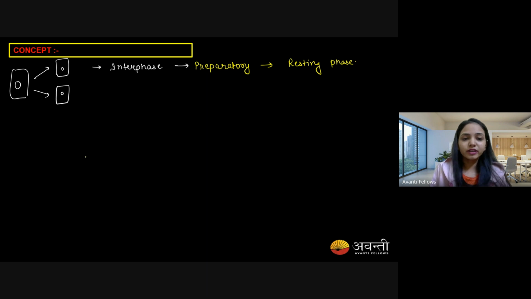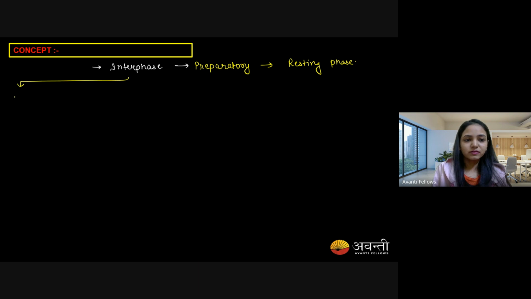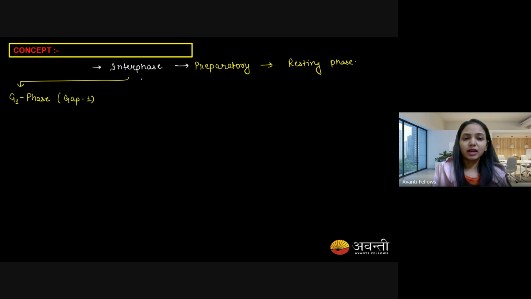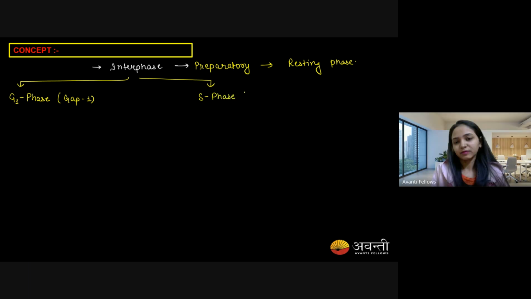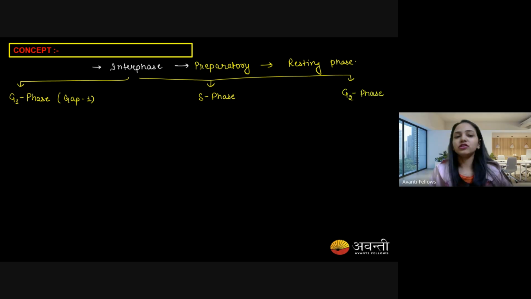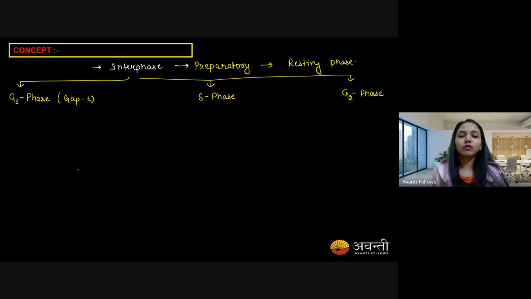So for the phases of interphase, we can make a chart here. The first phase we have is the G1 phase. G1 phase is also known as gap 1 phase. And the second phase we have is S phase. S represents the synthesis phase. And then we have G2 phase, which is also known as gap 2 phase. Okay, we will write down all the points here.